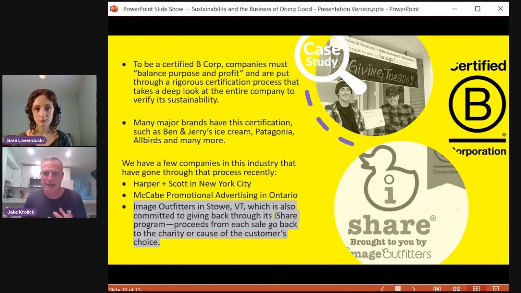And this is a great idea. What they're doing is they are committed to give back through their iShare program. Basically, when their customers purchase from them, they get to choose a charity or cause of their choice, and then proceeds from each of those sales, Image Outfitters donates to those customers' choice. I think it's fantastic. I think that's showing how you can do something small, but meaningful, and it's going to go a long way. Remember, Generation Z is coming, and they're going to want to see this.